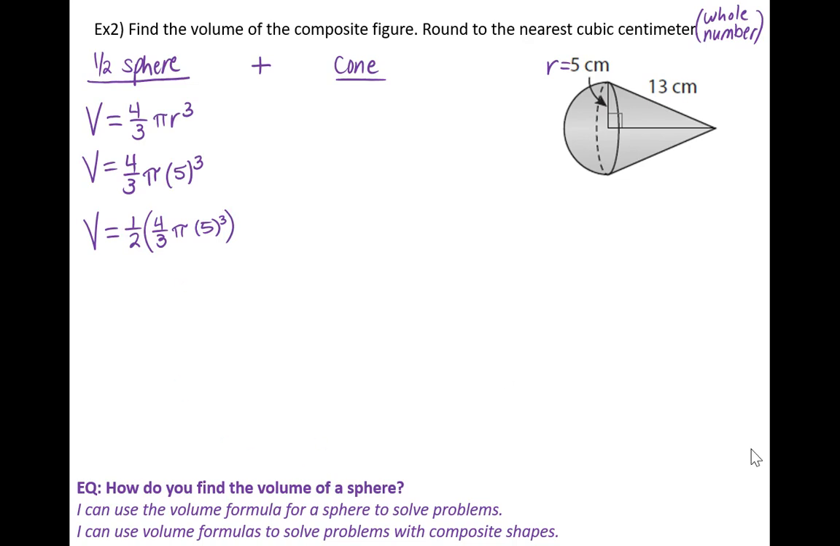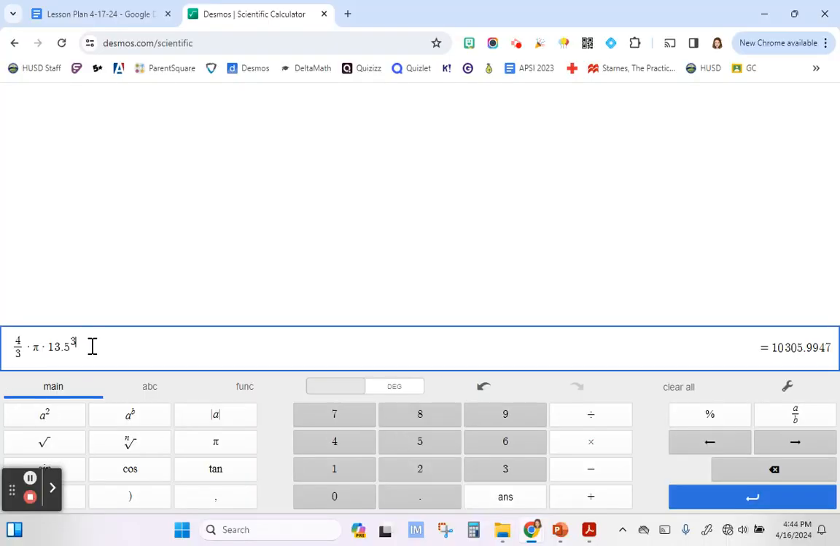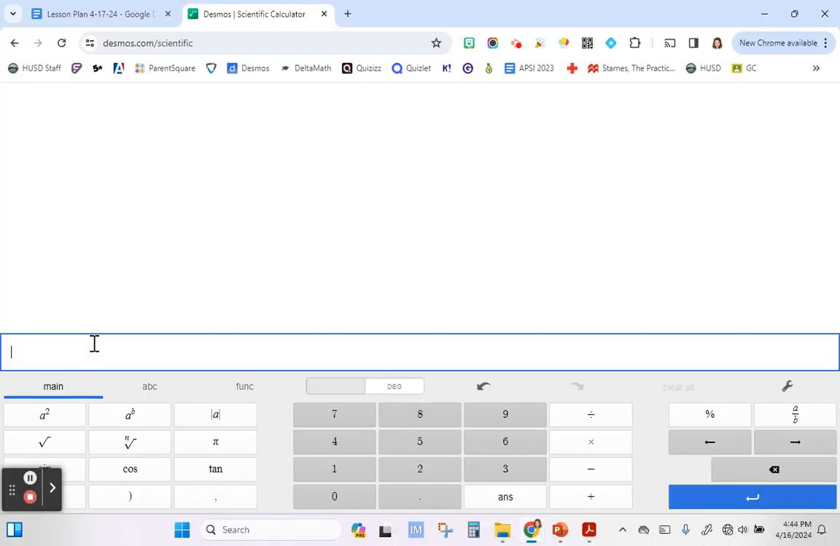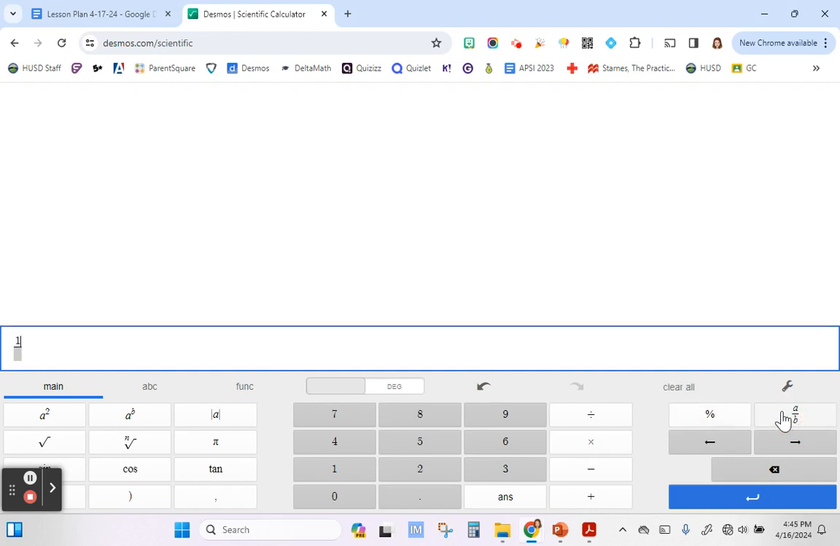Let's take a look at Desmos. So let me pop that in again. All right, so we need, one version is to do half. So I'm going to do 1/2. And then I have times the fraction 4/3 times, my next thing was pi, and then my radius 5 cubed. So I get 261.799, blah, blah, blah. Okay, so that's one way.